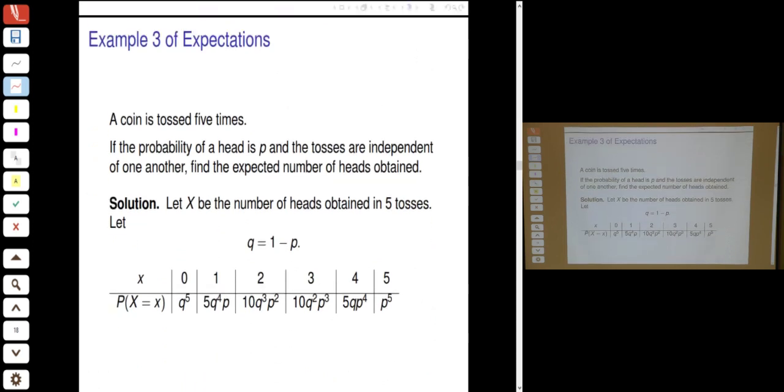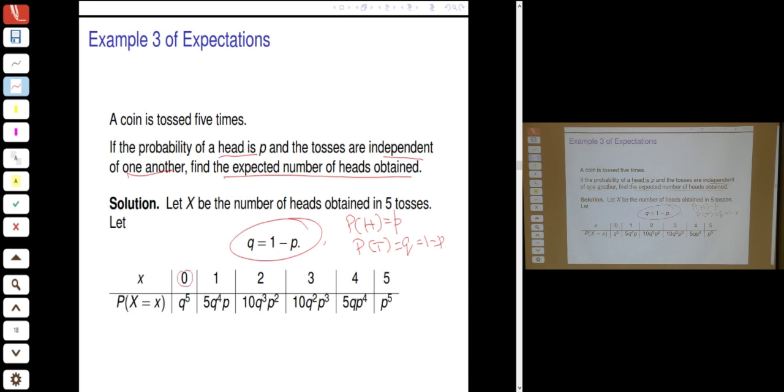Okay. So let us now go to another example of expectation. A coin is tossed 5 times. The probability of head is p, and the tosses are independent of one another. Find the expected number of heads obtained. Let X be the number of heads obtained in 5 tosses. The probability of head in each toss is small p, so the probability of tail is q, which is 1 minus p.